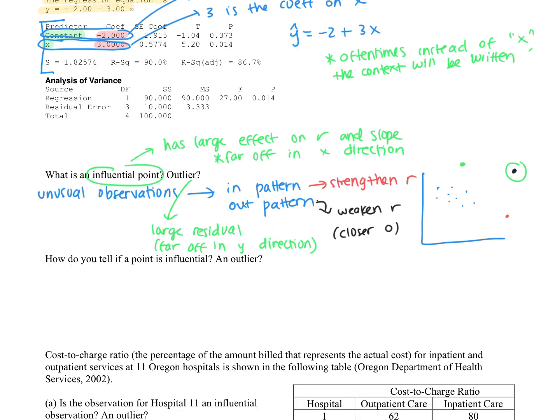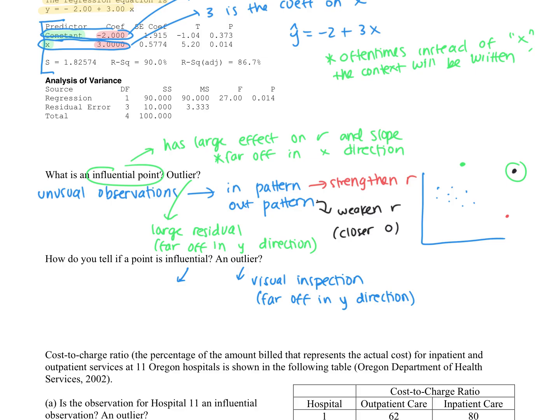Last thing that we're going to write down is how do we tell if a point is influential or an outlier? Outlier is just a visual inspection. There's no rule, you're just looking and asking, is that point far off in the y direction? And seeing how that's so easy, there's more work involved in influential. Yes, influential, there is not a set rule, but we need to see, does that point affect the slope and r?